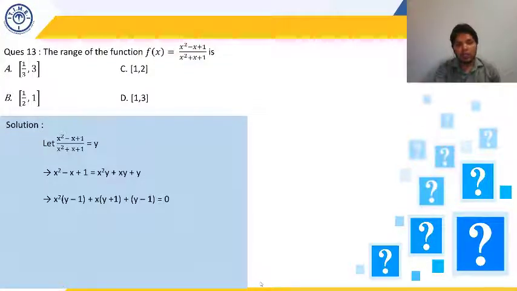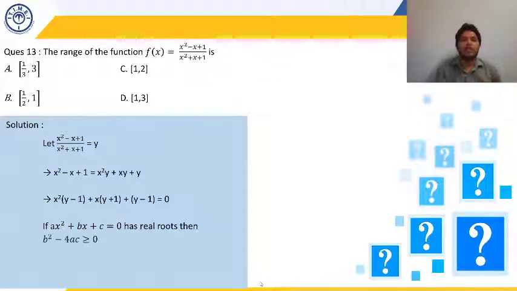So to get the real roots, what has to be done? For any quadratic equation ax square plus bx plus c to give real roots, its D, or the discriminant, should be greater than or equal to 0. What is D? B square minus 4ac. So in this case also, this is a quadratic in x, so its b square minus 4ac should be greater than or equal to 0, then only we'll be getting the real values of x.